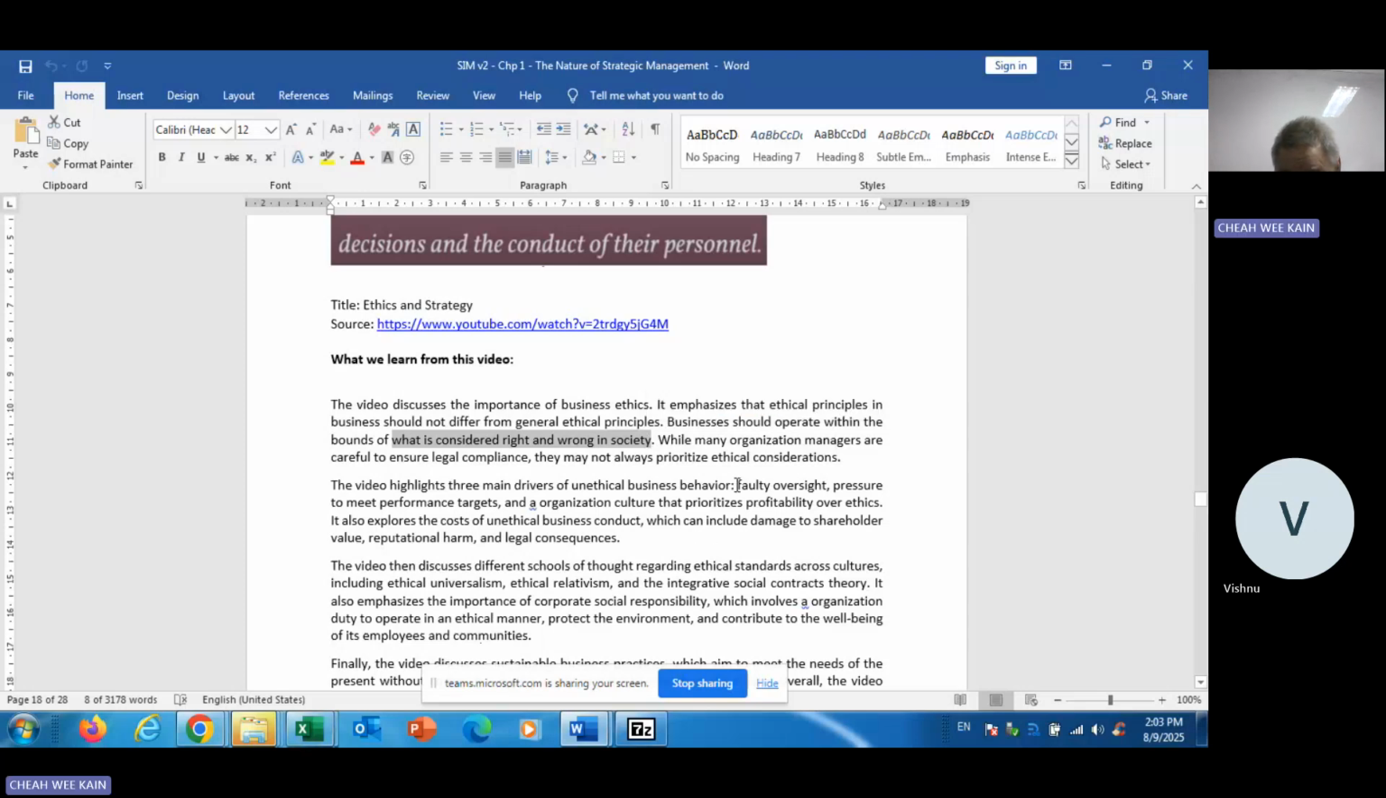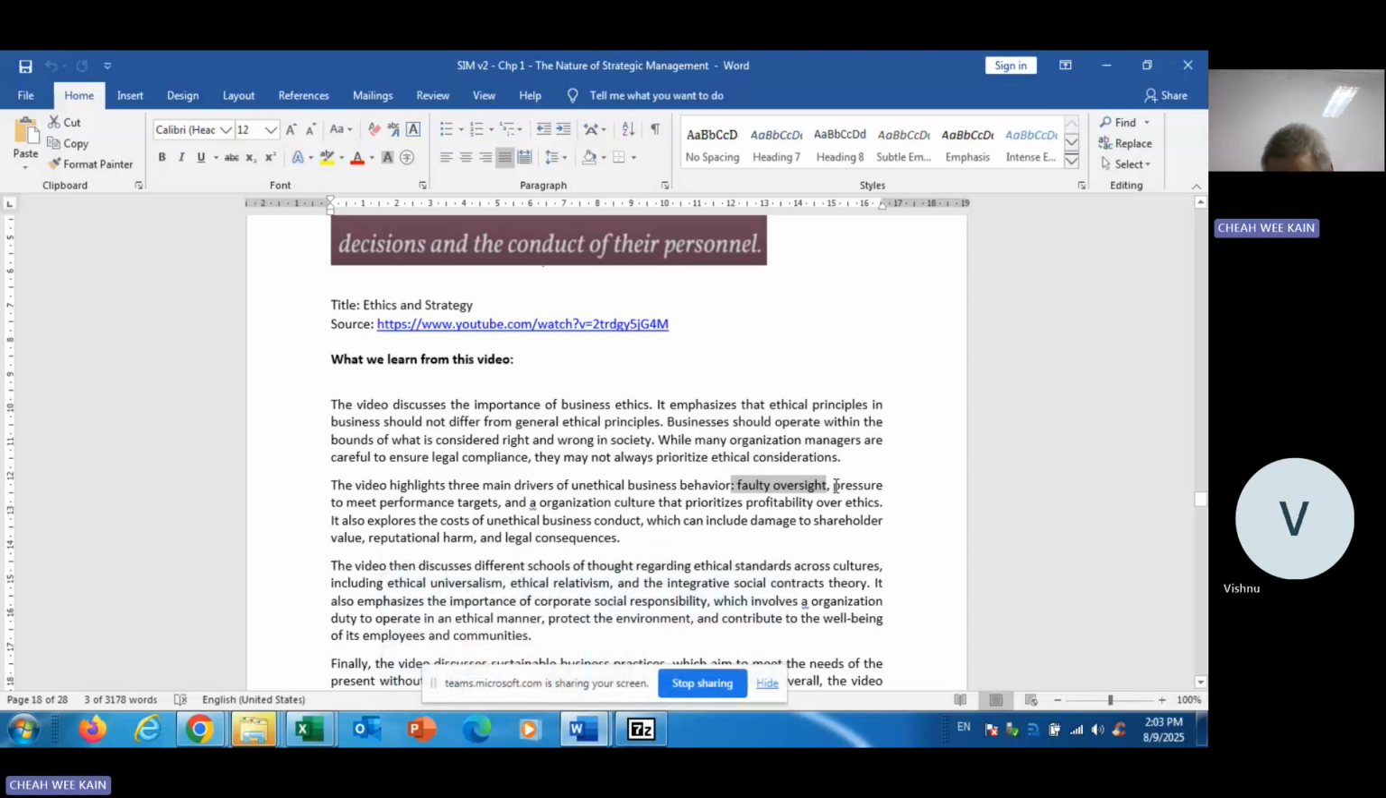Now, what are the drivers? Faulty oversight means what? The boss doesn't look at you. Your bad ethics arise because you know your boss is not looking at you, so you can do whatever you want. That is one main cause of why you are a bad person. Nobody is looking at you. Like in the classroom, the lecturer doesn't take attendance, so you don't come to class. That's all.